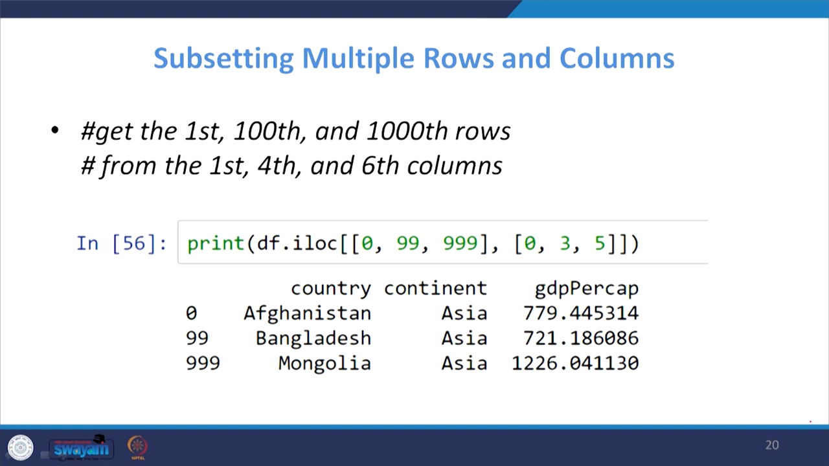For example, get the first, 100th and 1000th rows from the first, 4th and 6th columns. So now we are going to simultaneously fetch rows and columns and the corresponding cells. So print df.iloc[[0, 99, 999], [0, 3, 5]]. Similarly, the column labels are 0, 3, 5. Let us see what the answer is.